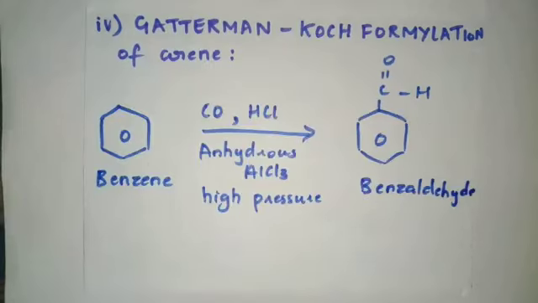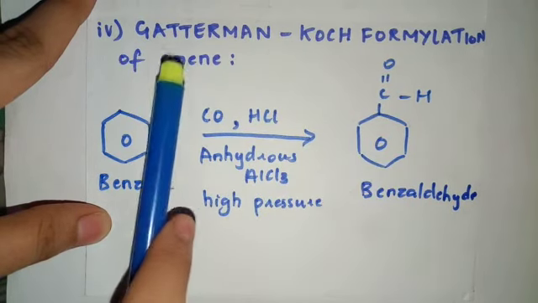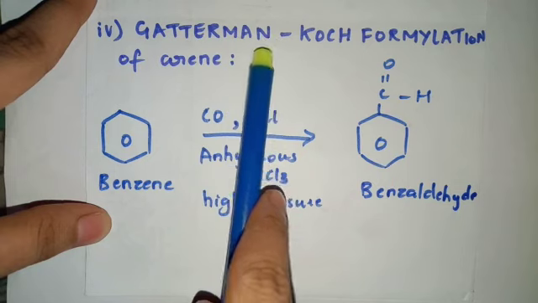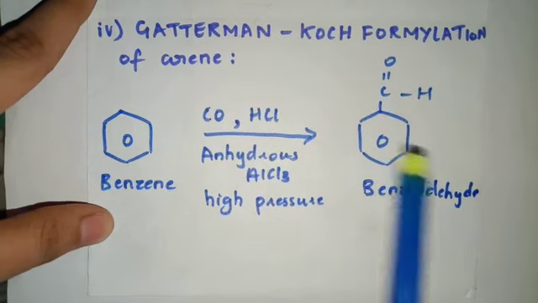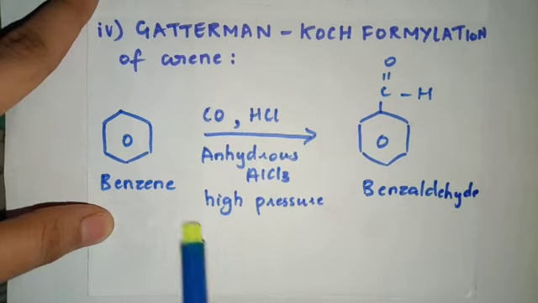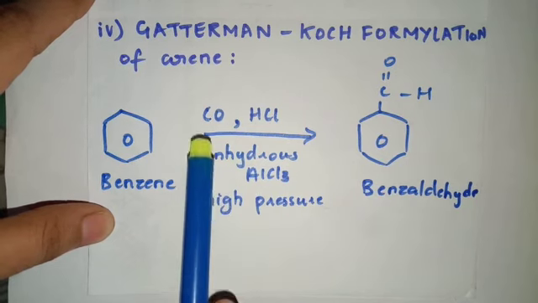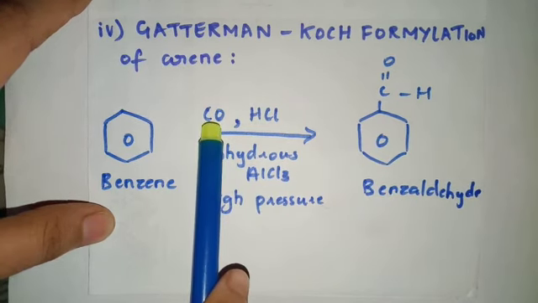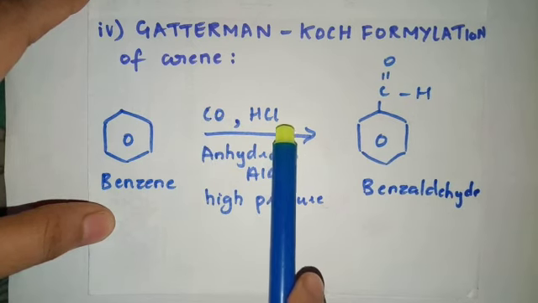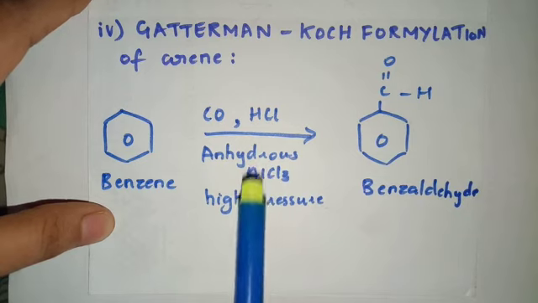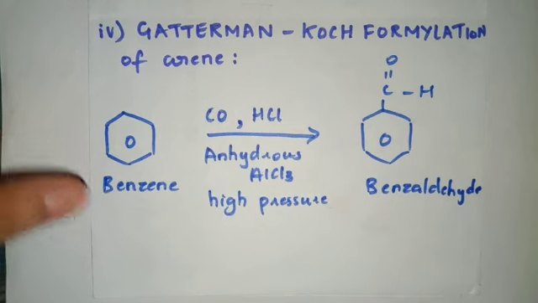The fourth reaction under D subsection is Gattermann-Koch formylation of arene. That is your benzene ring. Gattermann-Koch formylation is a name-based reaction. The reaction is very simple: your benzene is converted into benzaldehyde. The most important thing to remember here is the catalysts used. There is carbon monoxide, capital C and capital O, then HCl, anhydrous AlCl3 and high pressure. Under these specific conditions only, benzene is converted to benzaldehyde.